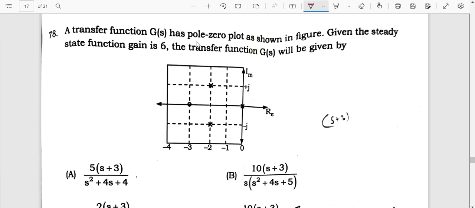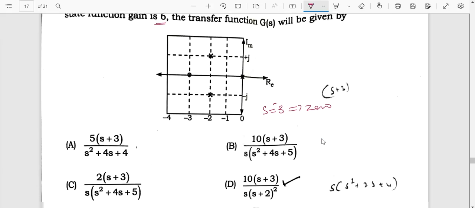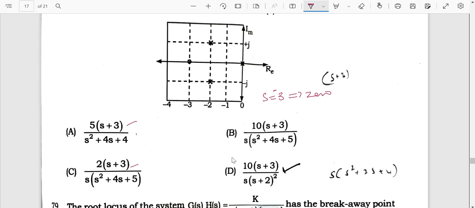The transfer function G(s) has a pole-zero plot as shown in the figure. Given the steady state gain is 6, the transfer function G(s) will be given here. At s equal to minus 3 we have a zero. Among all the options, check: the zero is there here, also here, and in the others. Next, there is one pole at the origin, so s should be in the denominator. So this option will not be correct, and we eliminated it. We have these three options.